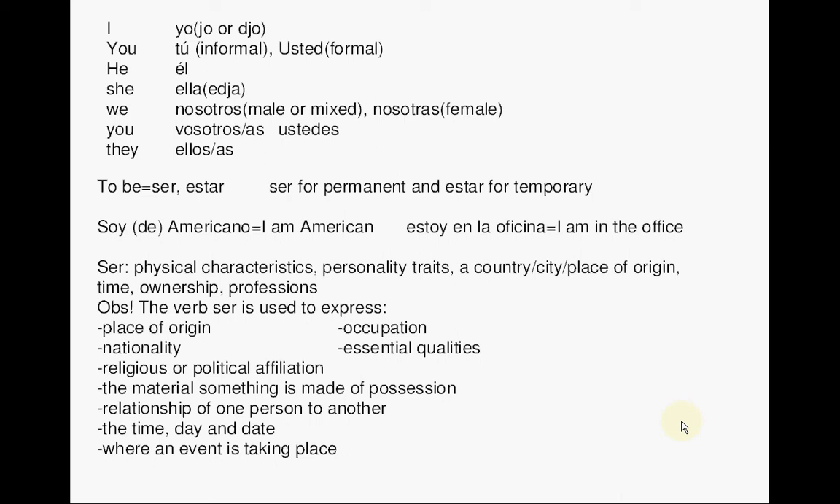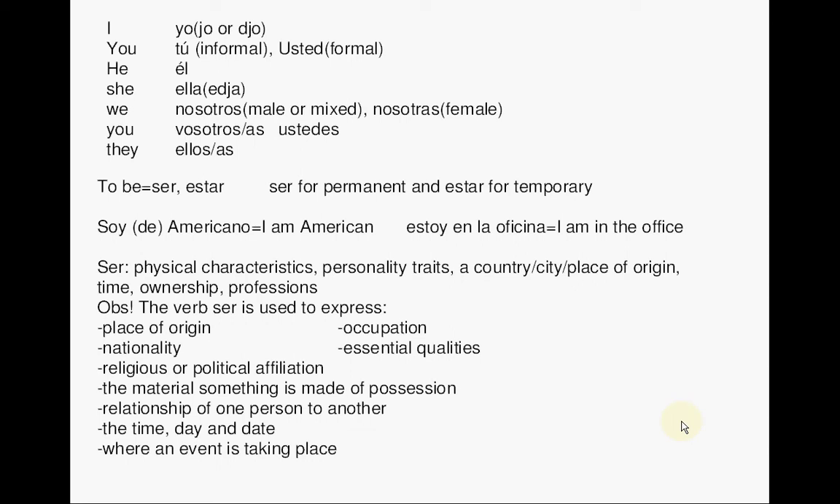To be is ser or estar. It is two verbs in Spanish, ser or estar. Both mean to be. Ser is used for permanent situations, and estar is used for temporary situations.